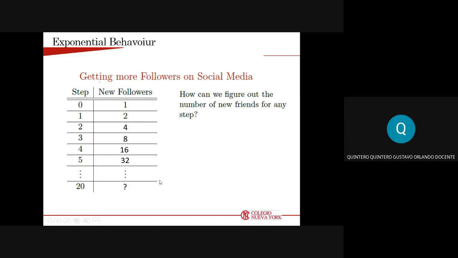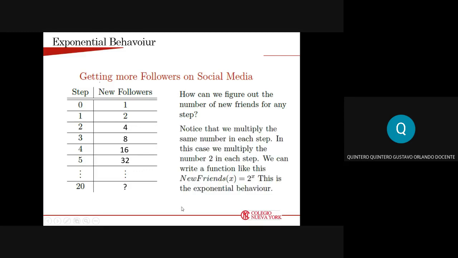But what if there was a way for us to jump this process? Instead of multiplying these, take a look here. Notice that we multiply the same number in each step, right? So we multiply times 2. So 1 times 2 is 2. 2 times 2 is 4. 4 times 2 is 8. 8 times 2 is 16, right? We jumped to that conclusion a little bit earlier.